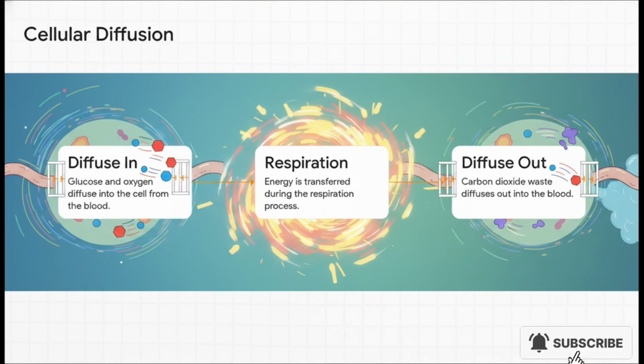Step 1. Your body takes glucose from your food and oxygen from your lungs, and these get carried all around your body in your blood. Because there's a high concentration of them in the blood and a lower concentration inside the cell, they just diffuse right in. Step 2. The cell uses them for a chemical reaction called respiration, which transfers energy. But then, step 3. This creates a waste product called carbon dioxide. Now there's a high concentration of waste inside the cell, so it simply diffuses out into the blood, gets transported back to the lungs, and you breathe it right out.